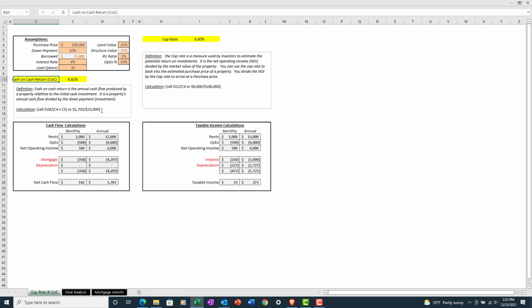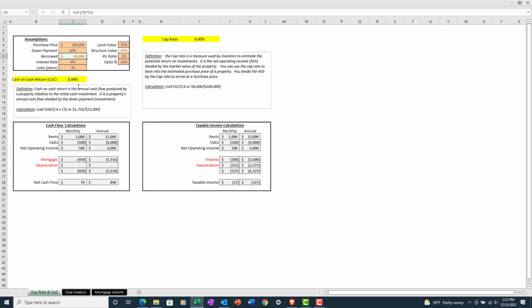That is found by taking the $1,703 annual cash flow from cell D28 and dividing that by our down payment of $25,000, which is our $100,000 purchase price times the 25% down payment. So if we change that and say we wanted to put down $10,000 rather than $25,000, you can see that our cash on cash return jumps up to 8.44%.